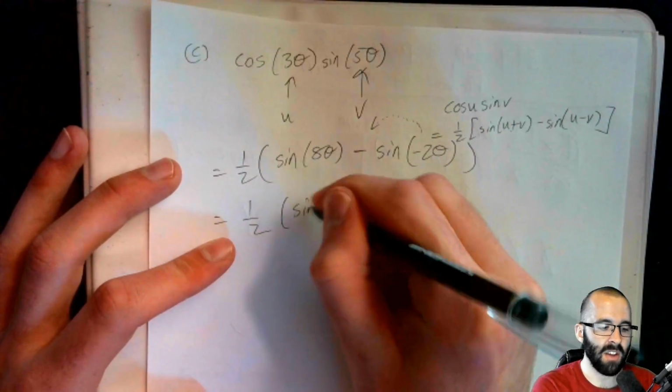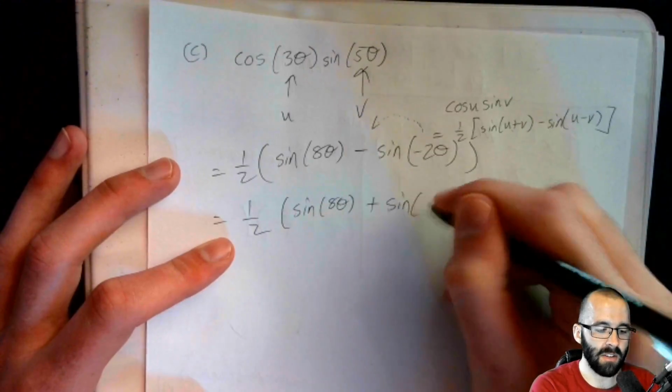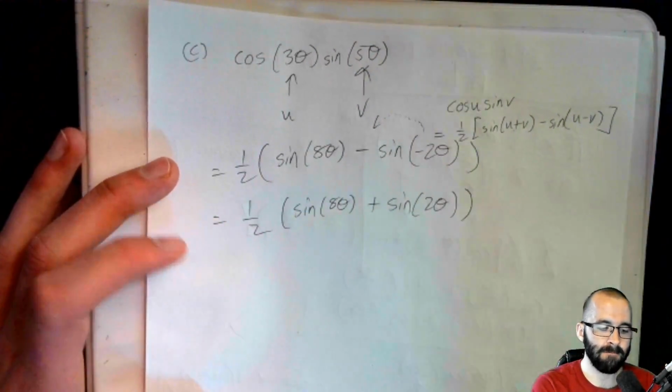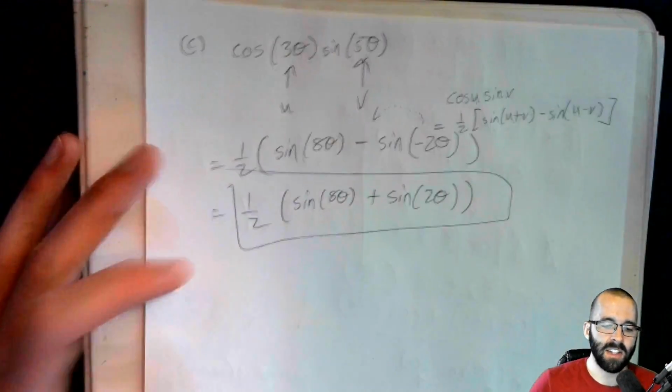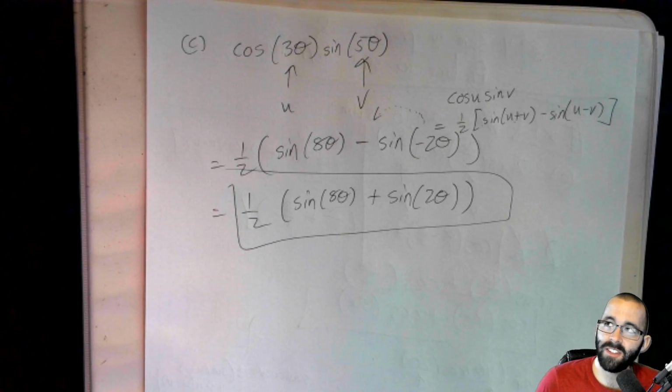1/2 times the sine of 8 theta plus, because the negative comes out in front, the sine of 2 theta. And that's a little simpler. Okay. We have now finished 1/3 of the section, which is pretty crazy. And we're almost done for today.